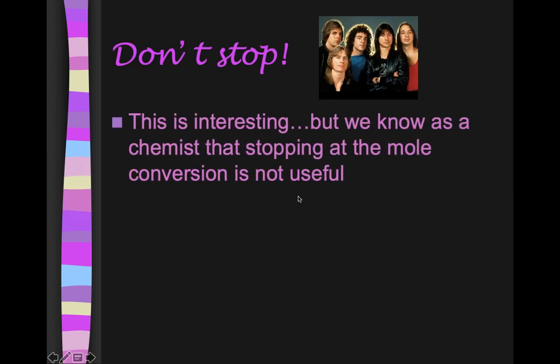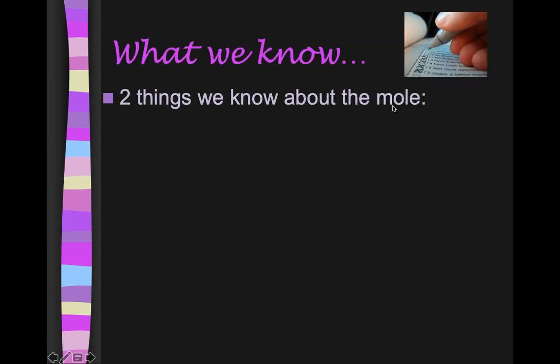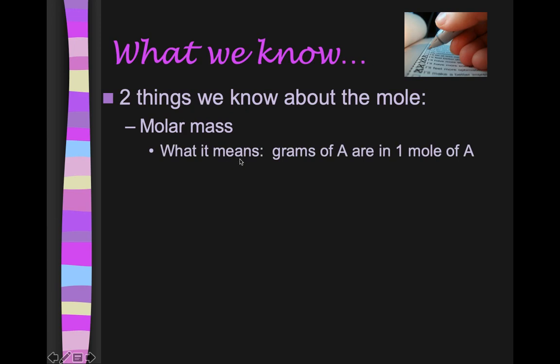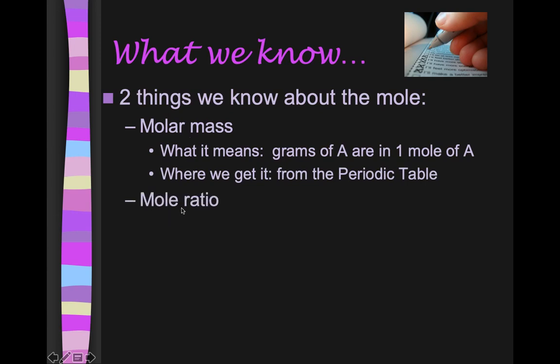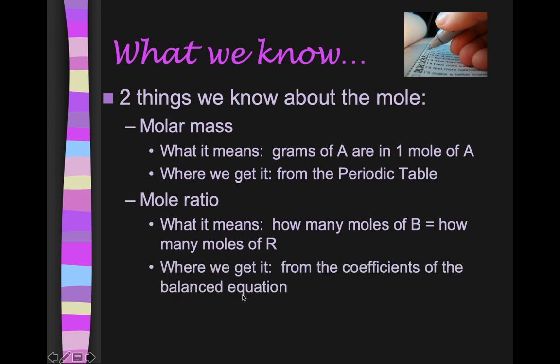Okay. But the next part of this will be, well, wait a second. So that's maybe interesting, but stopping at moles is not very useful. But there's some stuff we know related to the moles other than just mole to mole ratio, right? So molar mass is another thing we could do. What it means is how many grams of A are in 1 mole of A, and A would be some chemical, a compound, an element, diatomic element, and you get that from the periodic table. That's molar mass. And then mole ratio is where we connect moles of one thing to moles of something else. And that comes from the balanced equation.